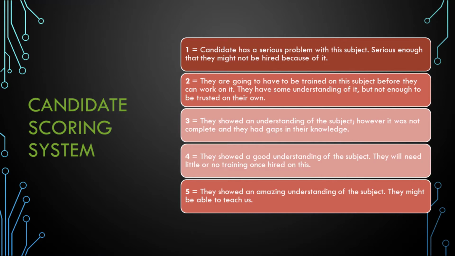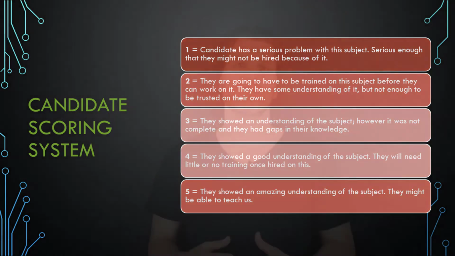The score 3 means they showed an understanding of the subject, however, it was not complete, and they have gaps in their knowledge. The score 4 means they showed a good understanding of the subject. They will need little or no training once they get hired. And the score 5 means they showed an amazing understanding of the subject. They might be able to teach you. Your score sheet should rarely have many subjects scored at the level 5, hopefully no 1s, and very few 3s.